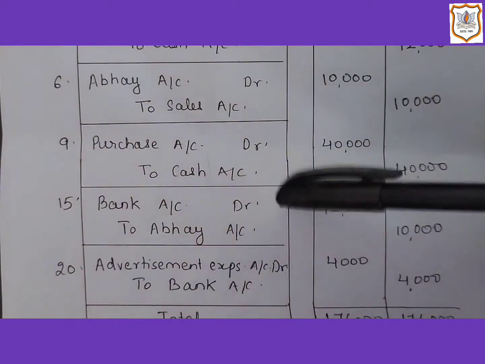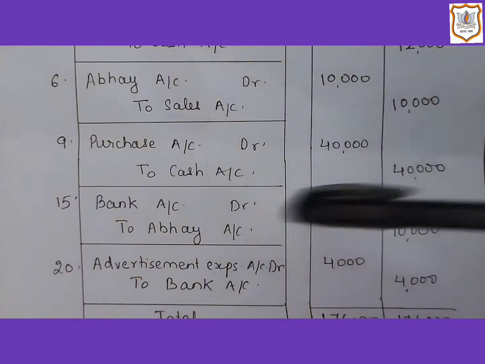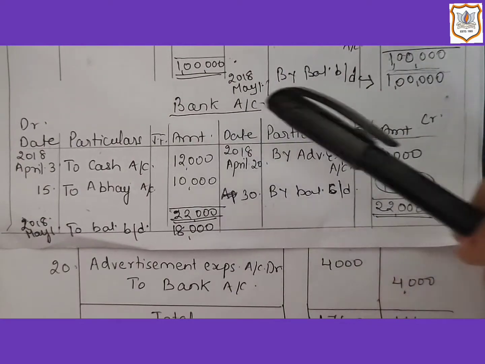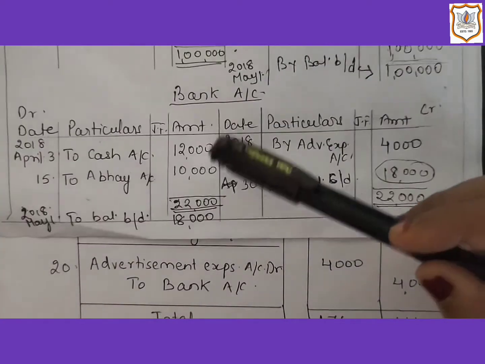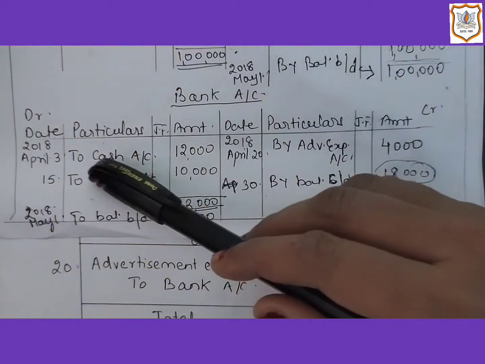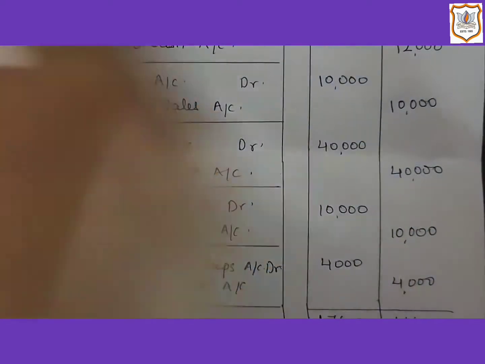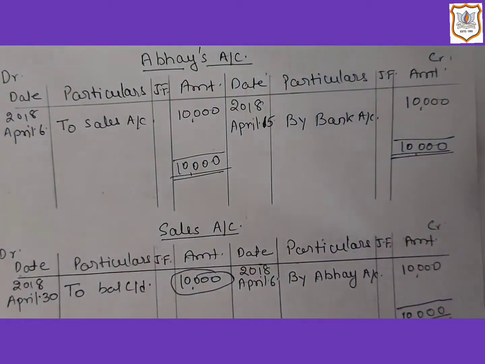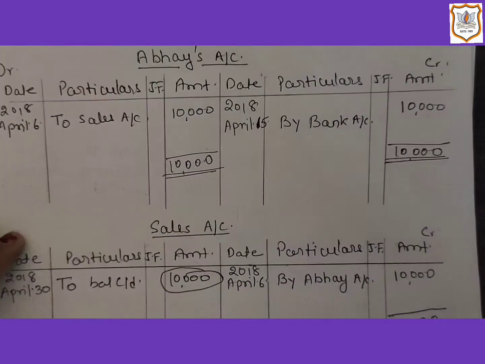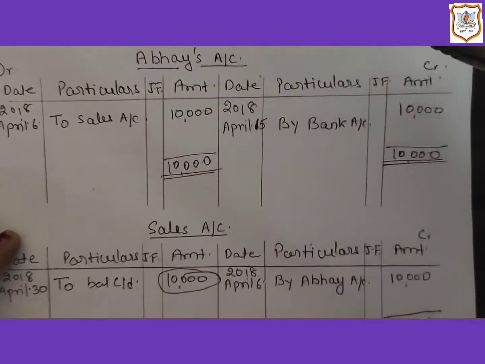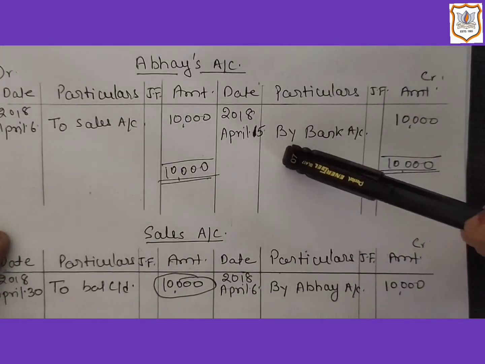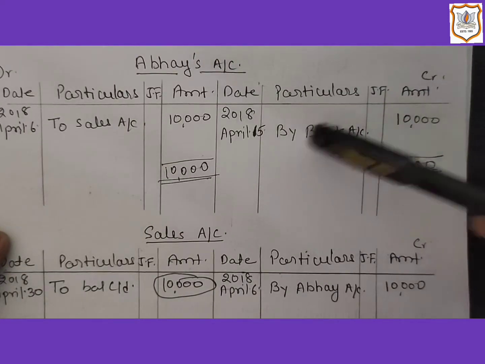In the next entry, the bank account is debited by rupees 10,000 and Abhay's account is credited by rupees 10,000. So in the bank account, we will record the amount on the debit side. Here it is, the amount is 10,000, and in the particular column we will write "To Abhay's Account". Then in Abhay's account, as in the journal entry Abhay's account is credited, we will record the amount on the credit side, that is rupees 10,000, and in the particular column, we will write the name of the account, that is "By Bank Account".